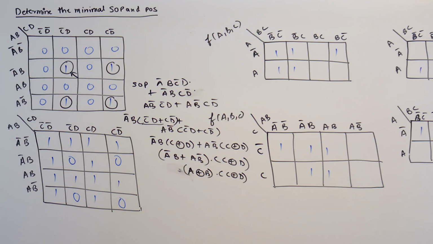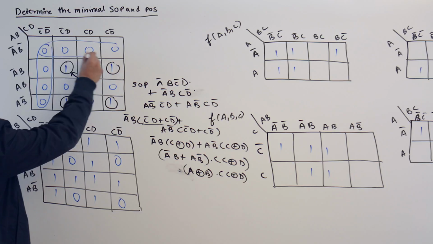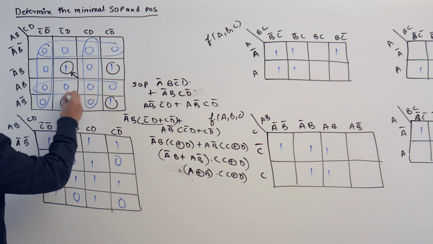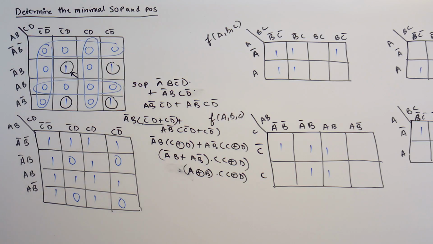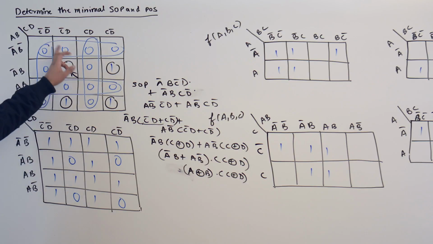In case of product of sum, because we have more zeros as compared to the number of ones, we can make subcubes. In case of POS, this will make a subcube, this will make a subcube, this will make a subcube, as well as this will make a subcube. So we are going to have 4 subcubes, and all these 4 subcubes are essential because this subcube is covering a 0 which is not covered by anything else. This subcube is covering this 0, which is not covered by anything else. This subcube is covering this 0, which is not covered by anything else, and this subcube is covering this 0 and this 0, which are not covered by anything else.